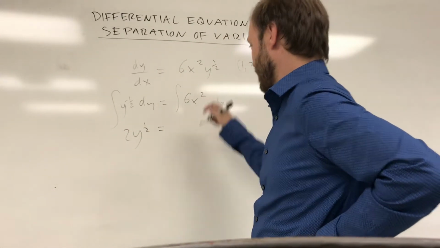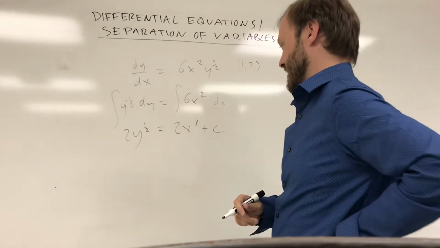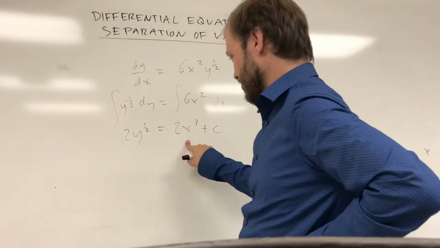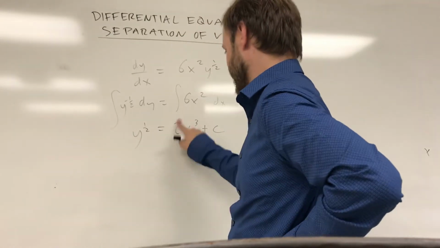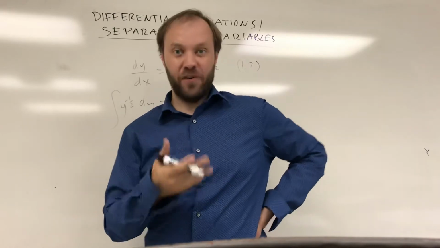Okay, raise the power by 1, divide by the new power, you get 2x cubed. Don't forget your plus c. Okay, again, if you want to get rid of those 2's, that's fine. Divide by 2, divide by 2, divide your c by 2 as well, if you're going to do that.